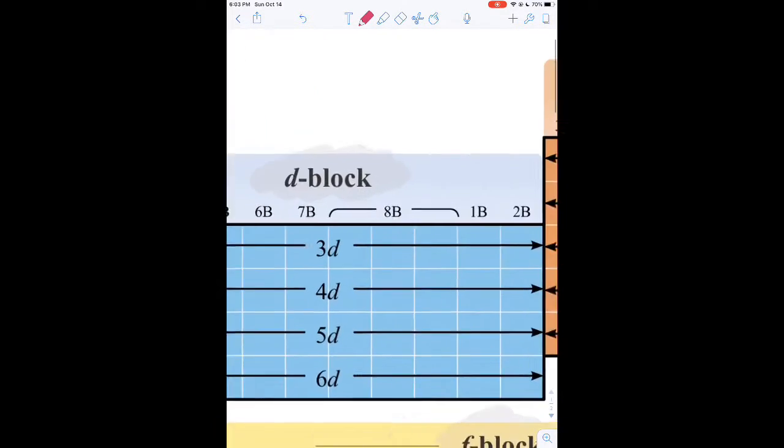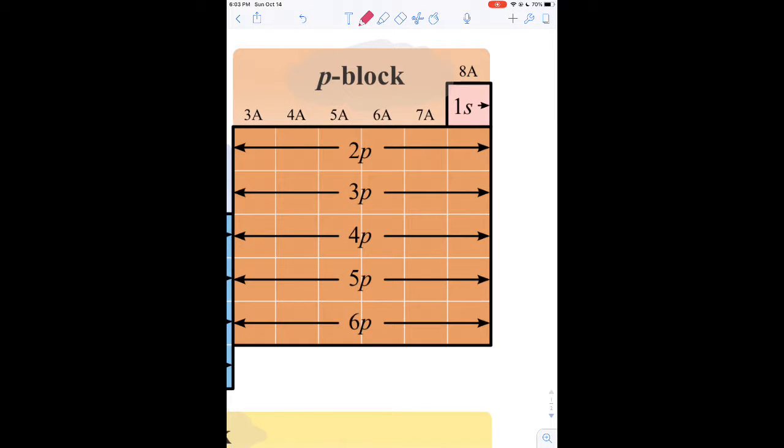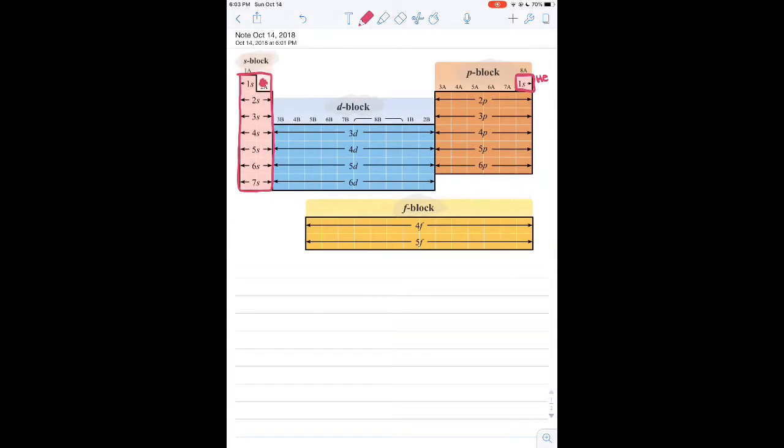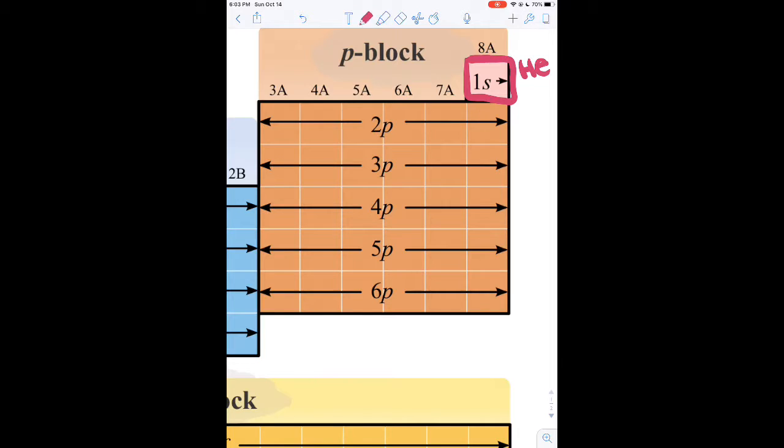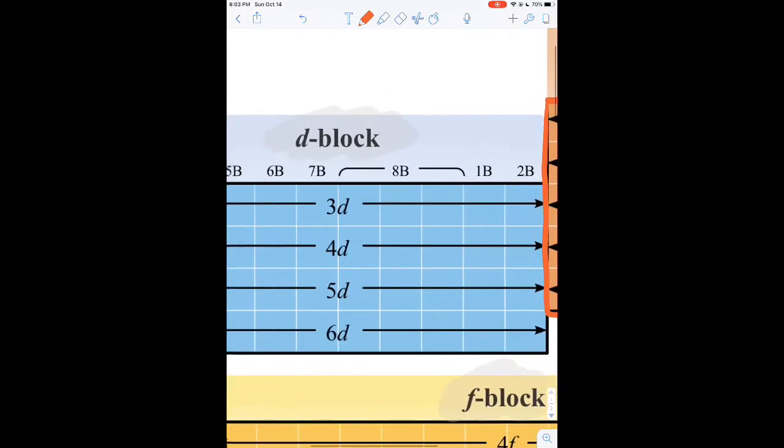Notice that blank spot right there, that is just helium. That is also part of the S block. And then right below there is the P block. We're going to color code that in orange. And that just means that they have 6 electrons in that orbital. Pretty simple, really common elements also.